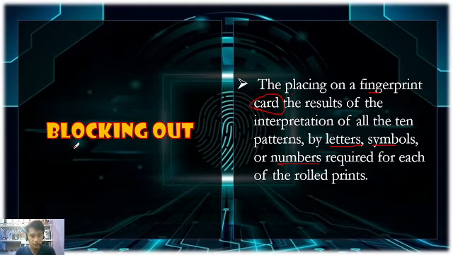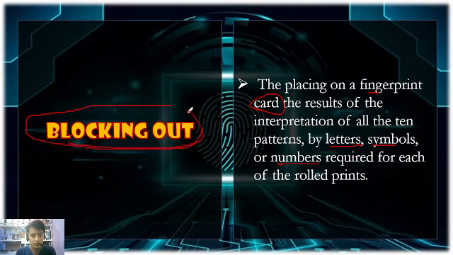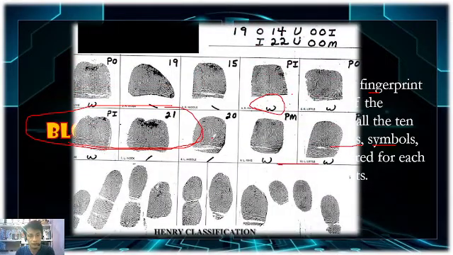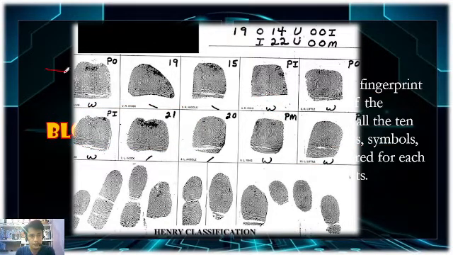So yung paglalagay ng symbols sa fingerprint card, okay, that is called blocking out. Okay, later on we are going to do that. We have here an example. So kung mapapansin niyo, these are fingerprints taken. So as you can see, all of their fingerprints, or the fingerprints of the individual, are taken.